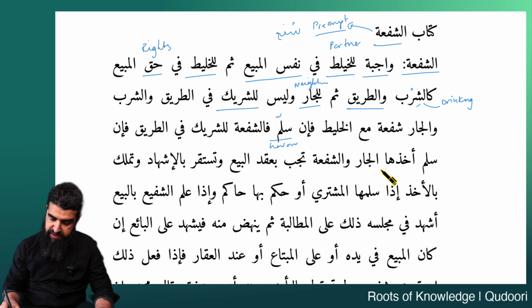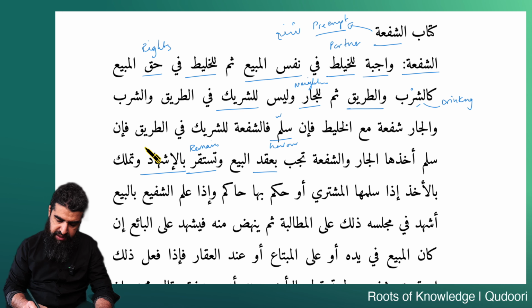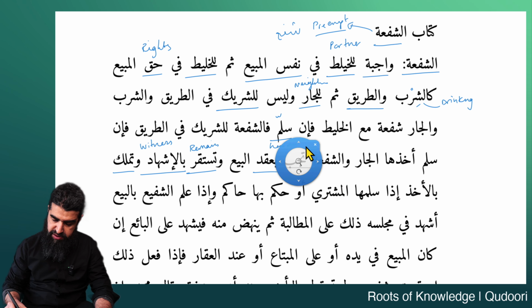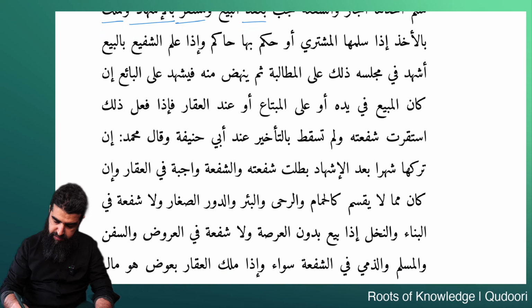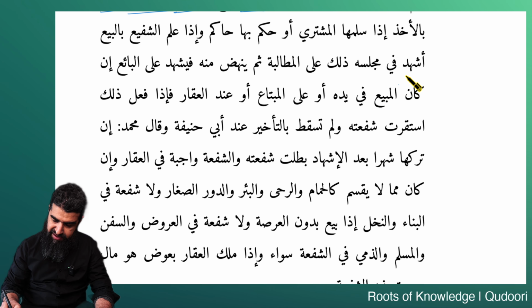Shuf'a, فإن سلم الجار تجب بعقد. عقد is a contract. تستقر means it remains, so to remain. Ishhad means to make others a witness. Tumlaku means to become owned. Malaka yamliku, so this is the majhul form. It's quite long today, I know. Akhd, akhad is to take. Some of you guys I know have been anticipating this chapter for a very long time.